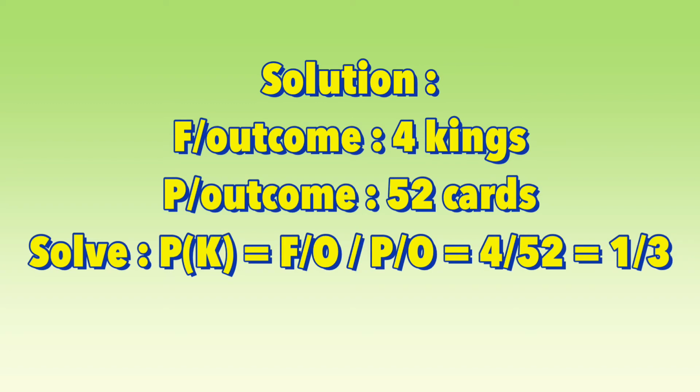Then, since this fraction 4 over 52 can be reduced, we're going to reduce it by dividing the numerator and denominator by 4. 4 divided by 4 equals 1, and 52 divided by 4 equals 13. So therefore, our probability is 1 over 13.